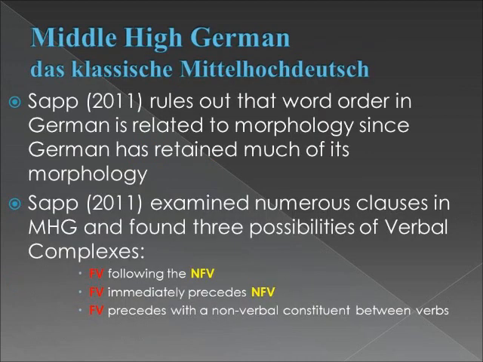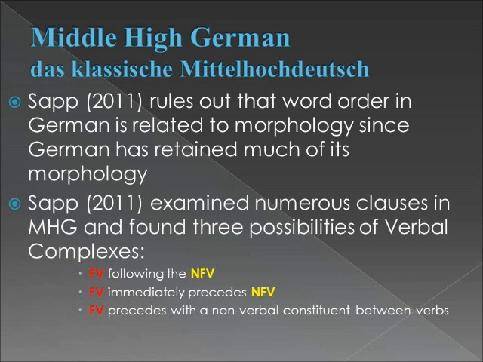So now looking quickly at Middle High German, or das klassische Mittelhochdeutsch, SAP 2011 rules out that word order in German is related to morphology, since German has retained much of its morphology, which kind of makes sense. Languages that are very rich in morphology tend to have less strict word orders, whereas languages like English that are weaker with morphology and inflection tend to have much more strict word orders.